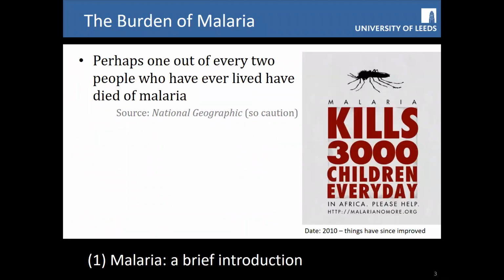Now, I don't want to make too somber of a mood here, and I don't want to dwell on this, but we really have to acknowledge how terrible malaria is globally. This National Geographic statistic does need to be taken with caution, but the suggestion there is that perhaps 1 out of every 2 people who have ever lived on Earth has died of malaria. So that goes all the way back to cave people, etc. I think that statistic requires some caution, but the fact that that's even being mentioned tells you how significant malaria has been to humans as a species.